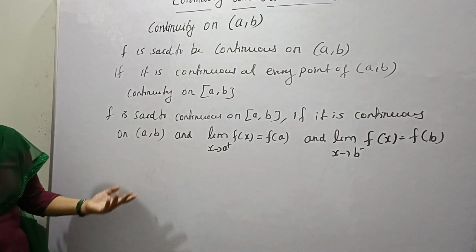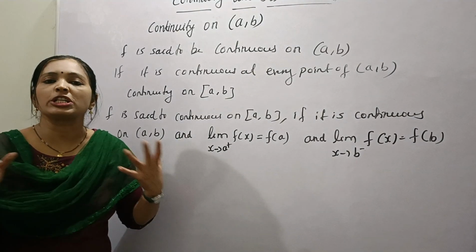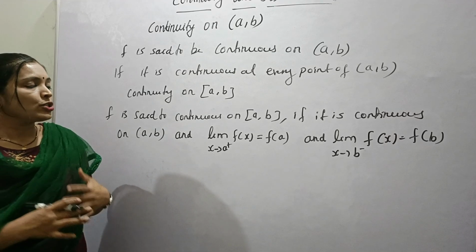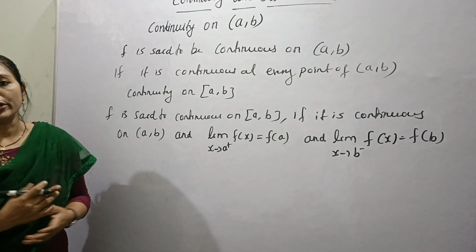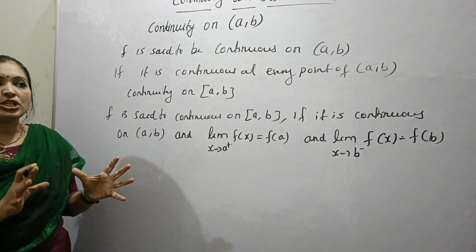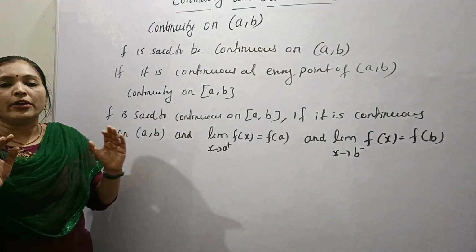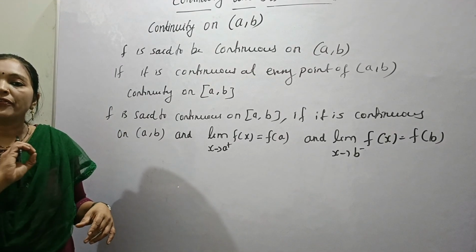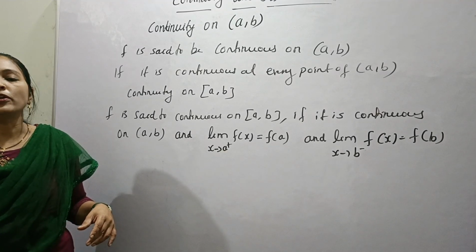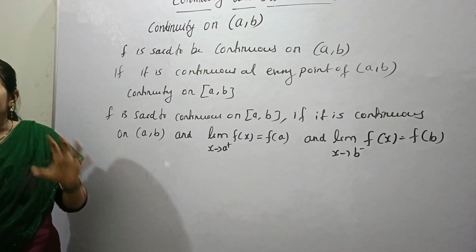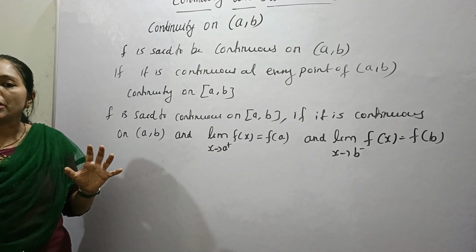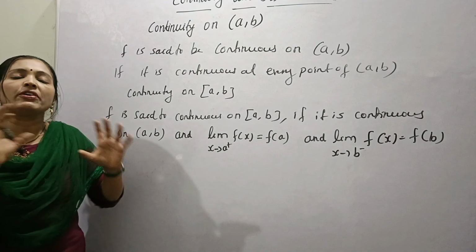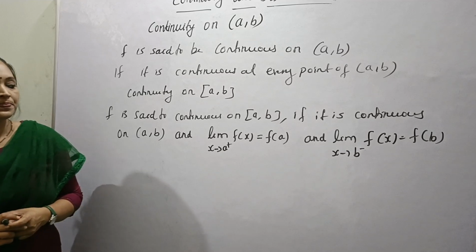Next is how we determine the given function is a continuous function, where there is no specific point or interval. So when is a function continuous? A function is continuous if it is continuous at every point in the domain of the function. If a function is continuous at every point of its domain, then we say the given function is a continuous function.